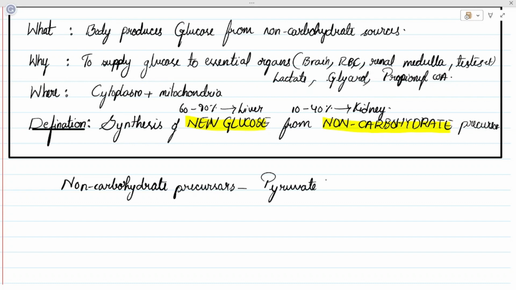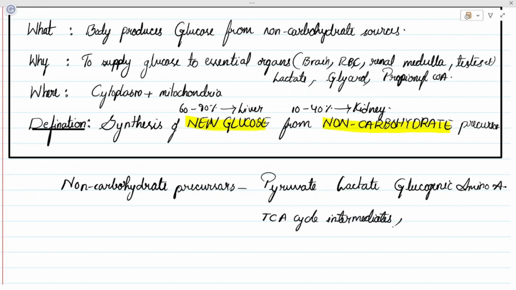pyruvate, lactate, glucogenic amino acids, and there are some intermediates of TCA, that is TCA cycle intermediates. We also have glycerol along with propionyl CoA. These are the non-carbohydrate precursors.